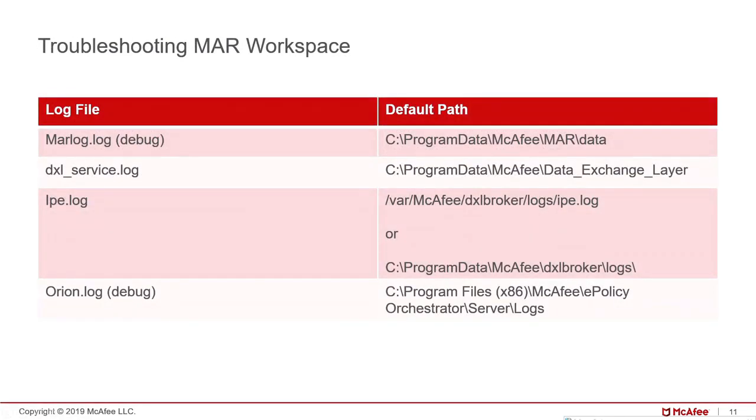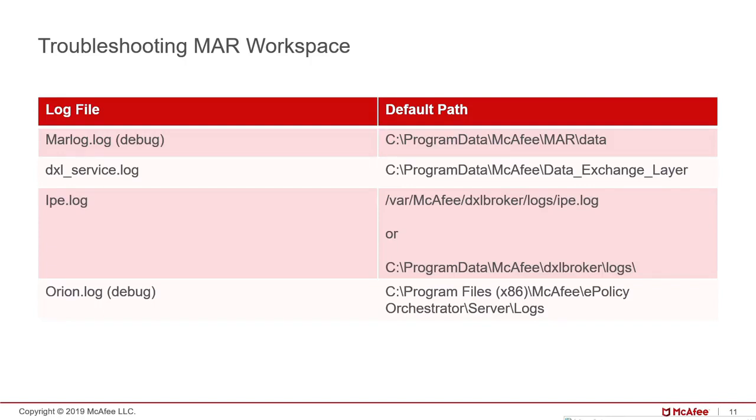Now, here's a table that gives you an overview of the logs that can be used to help diagnose a MAR trace failure. Again, we have the marlog.log. It needs to be in debug mode in order to see the traces. In the event your DXL client connection was failing, there's a DXL service log stored on the local machine as well, in the same path, C:\ProgramData\McAfee\Data Exchange Layer. This would be logging errors if you couldn't connect to your broker.